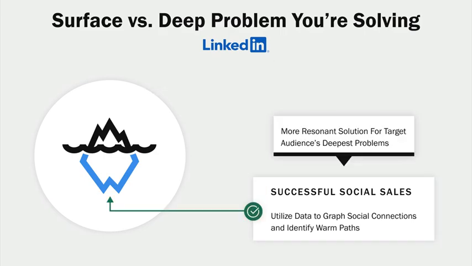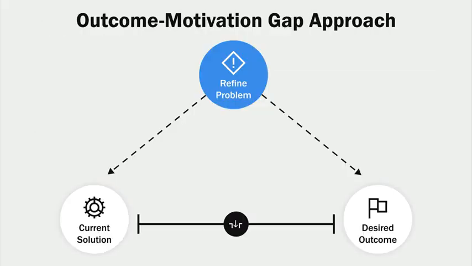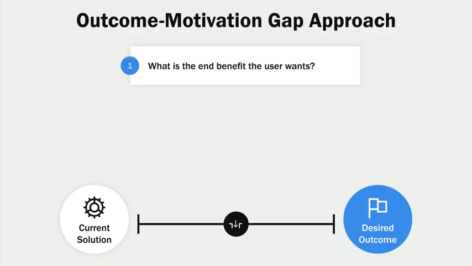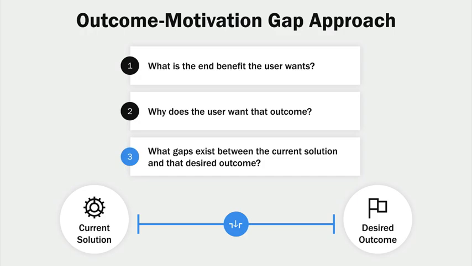Because LinkedIn recognized this crucial difference in the problem they were solving, they created a different but far more resonant solution for their target audience's deepest problems. To get a deep root cause understanding of the problem you're solving, take the outcome motivation gap approach to defining your problem. In this approach, you refine your understanding of the true problem you're solving for, thinking about the final outcome the user wants, their motivation behind wanting that outcome, and the gaps that they experience with their current solutions that prevent them from fully realizing that outcome.